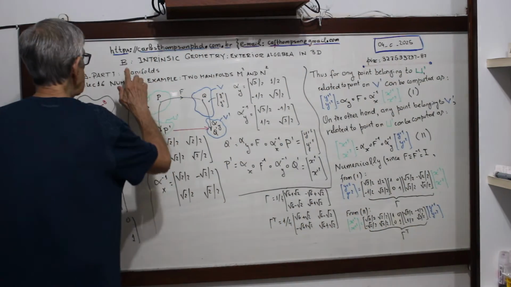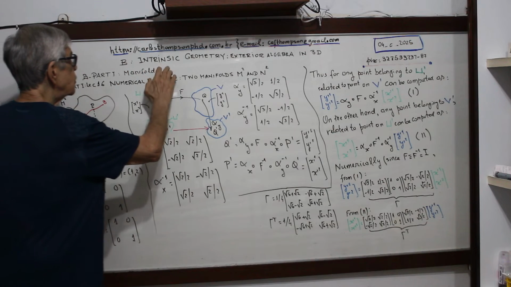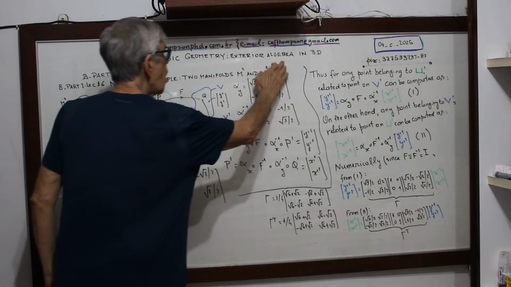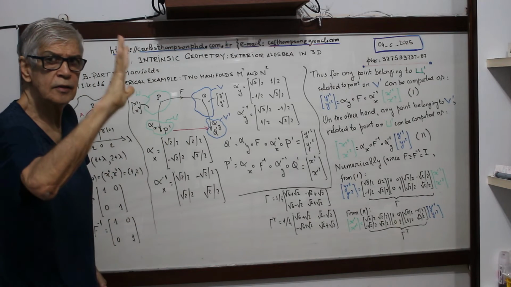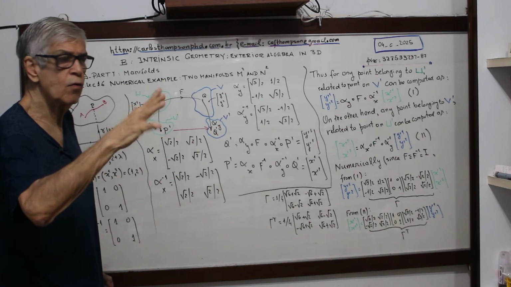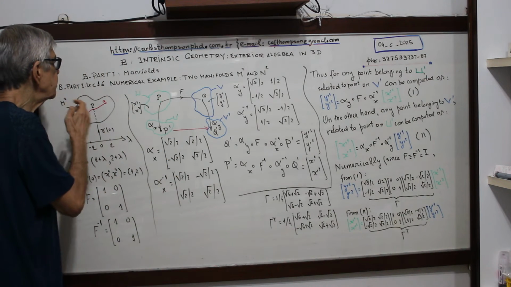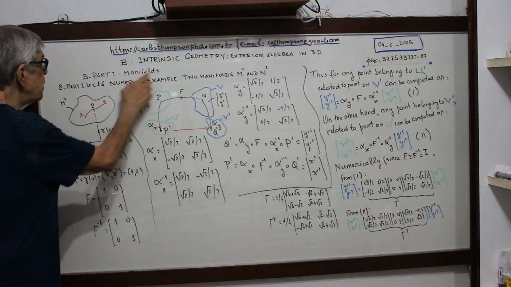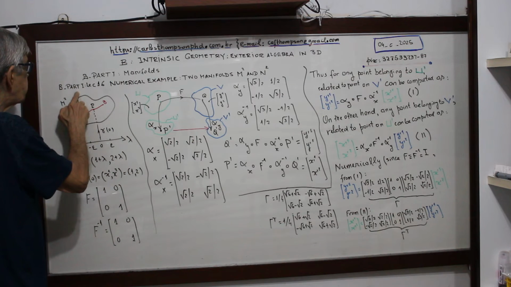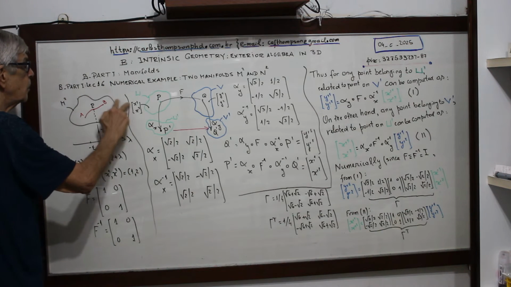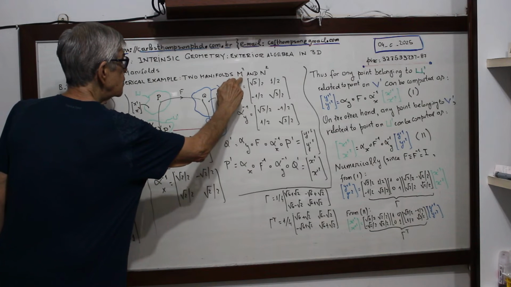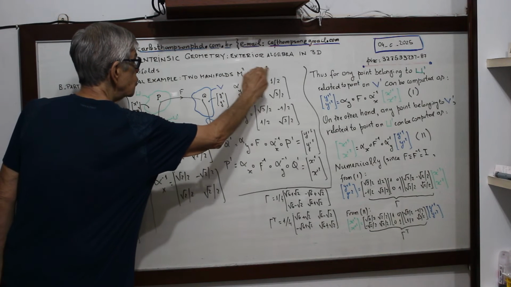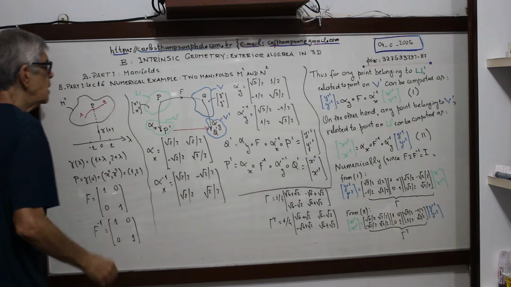Okay, now item B, intrinsic geometry, exterior algebra in 3D. Could be any D, okay? 2, 3, 4, 4 dimension. Now B part 1, manifolds. B part 1, lecture 16, numerical example. 2 manifolds. This is dimension 2 for each one.